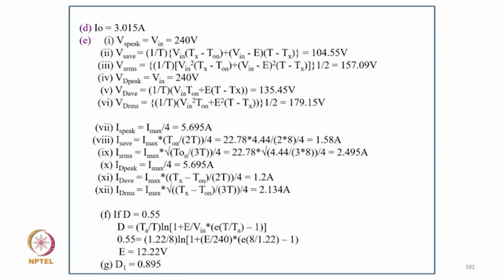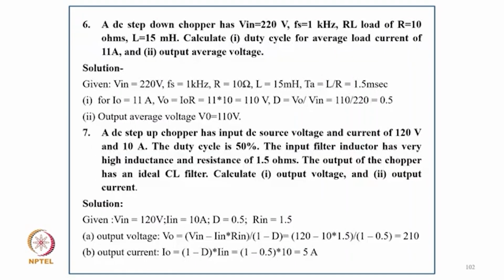If D equal to 0.55, putting the value of this, E comes 12.22, and D1 comes typically 0.895. So coming to numerical example 6, the step down chopper has a V in equal to 220 volt, F equal to 1 kilohertz, RL load R 10 and L 10. Calculate the duty for the average load current to be 11 ampere, and the output average voltage.